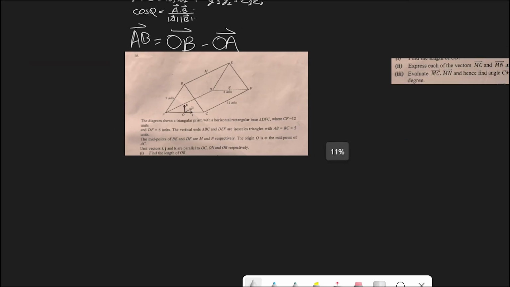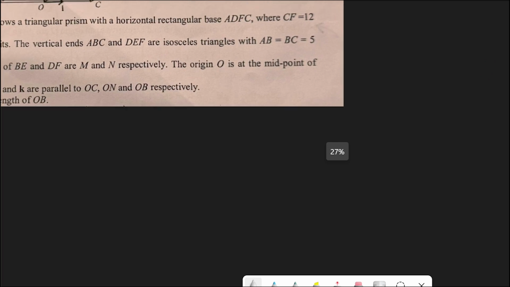So over here we can make a triangle O, A, and B. This is a right angle. This is 5 units, and this is k units upwards. We also know that because this thing is 6 units, half of it would be 3 units. So this is 3 units.